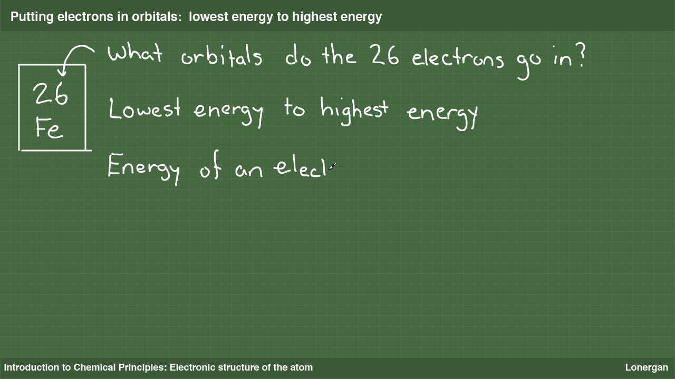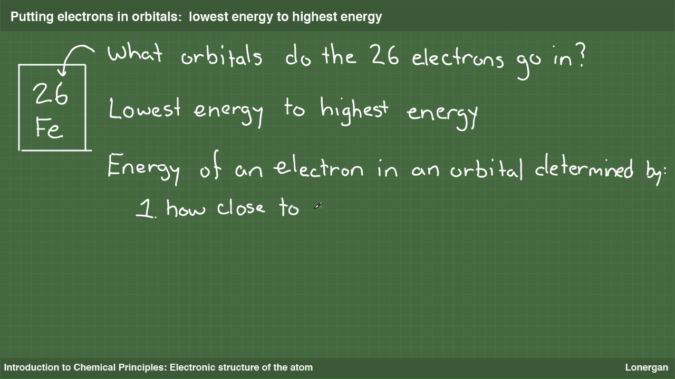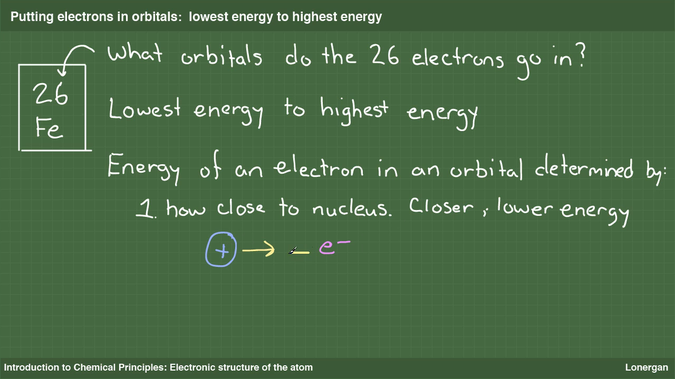The energy of an electron in an orbital is determined by two things. The first is how close the electron in the orbital is to the nucleus. The closer, the lower in energy. This is because of the attraction of the negatively charged electron to the positively charged protons in the nucleus. Positive and negative charges attract one another through what is called the Coulomb force. The closer a positive and negative charge, the lower the energy.